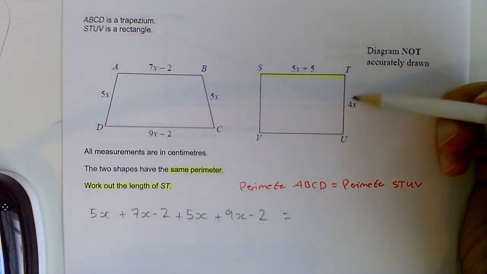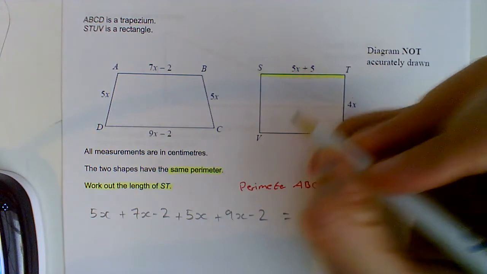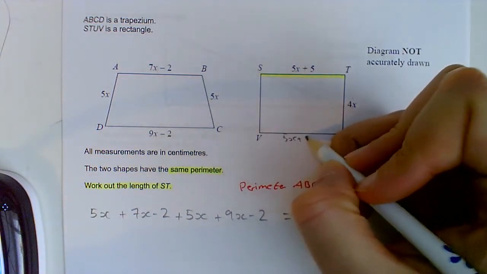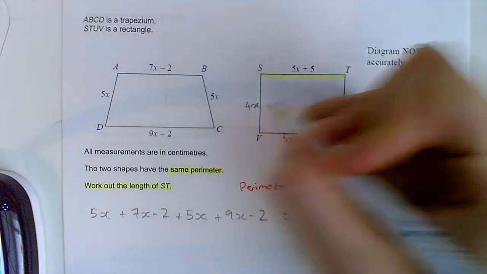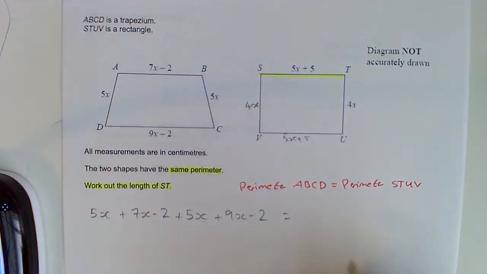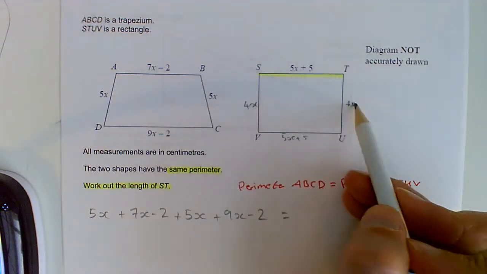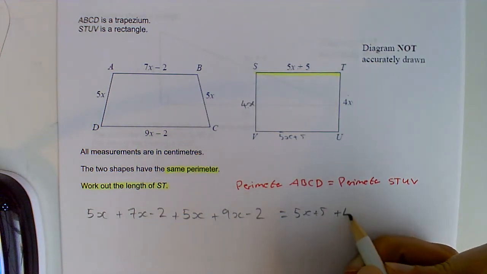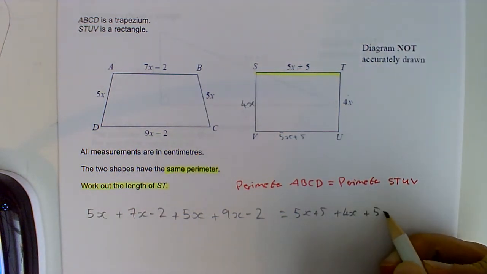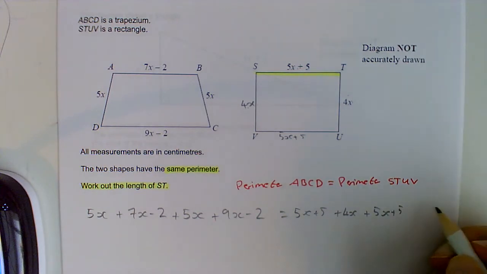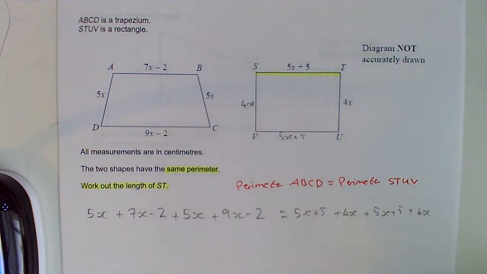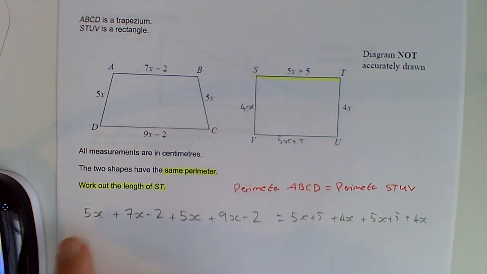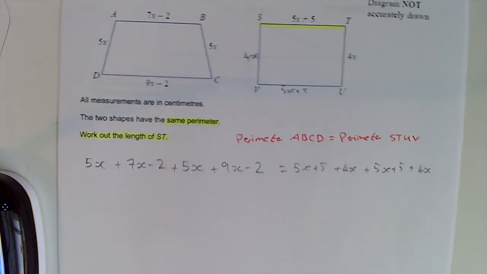Now, even though you've only been given these two, we know that because that's a rectangle, the bottom will also be 5x, add 5, and the left will also be 4x, just the same as those two. So this is going to equal this, add this, add this, add this. 5x add 5, add 4x, add 5x, add 5, which is the bottom one, and add 4x, which is the left, okay? Now, that probably looks awful to you.